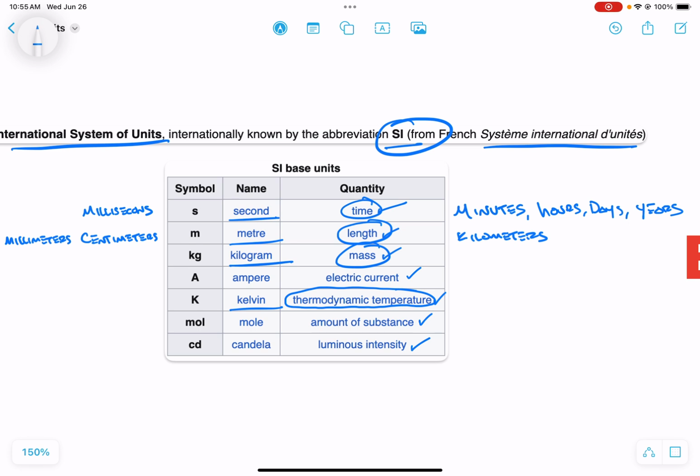Now, kilograms help us measure mass, the mass of a substance. So kilograms can be subdivided into grams, even micrograms, which would be 1/1,000,000th of a gram. A really small unit of mass. And we will, as I said, come back to Kelvin in just a moment.